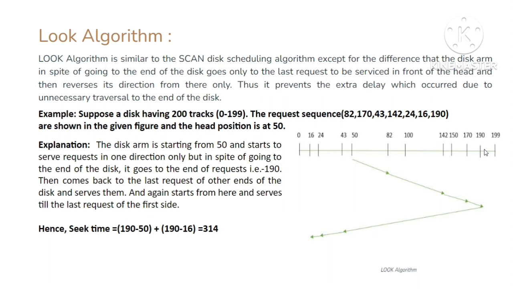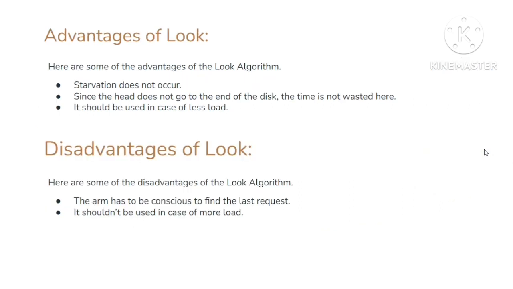It is the disadvantage. It should be used in case of less load. Of course, I have explained that it should not be used in the case of more load. Where load is less, it has to be used. In the case of an auto, it can be used. In that case we can turn back from the last request. But if it is a train, we can't do that. We have to go to the last track or last station.